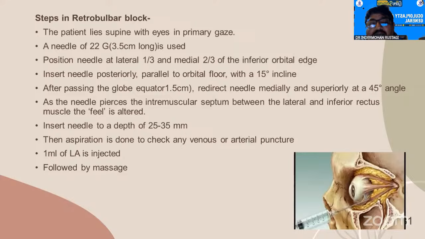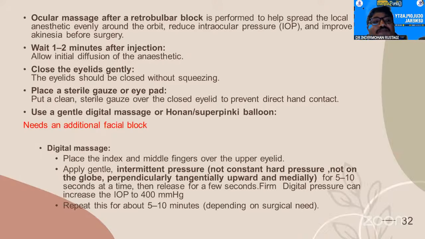Then aspiration is done to check for any arterial puncture or any blood in the needle. Then, of course, 1 to 1.5 ml of local anesthetic, which was taken in the syringe, is injected. And then a gentle massage is given to help the spread of the anesthetic agent evenly around the orbit and to reduce the intraocular pressure and improve akinesia. We have to wait for 1 to 2 minutes after the injection so that proper diffusion occurs. Then we close the lids gently and press a sterile gauze or pad onto it, and then a gentle digital massage or Super Pinky balloon is applied.